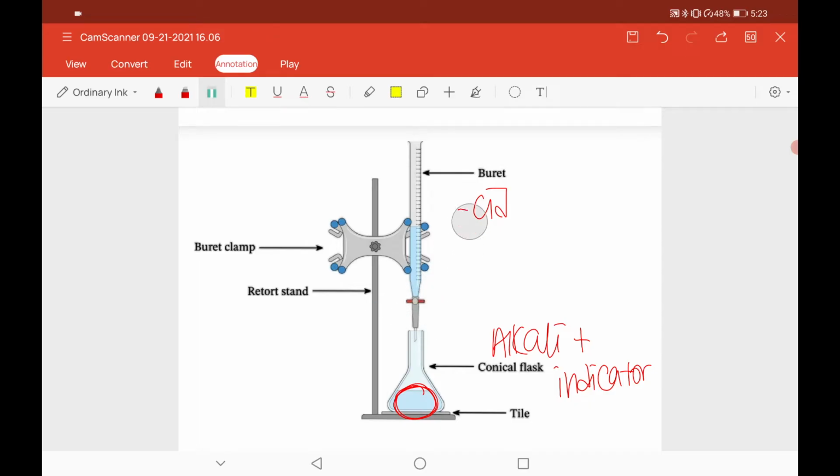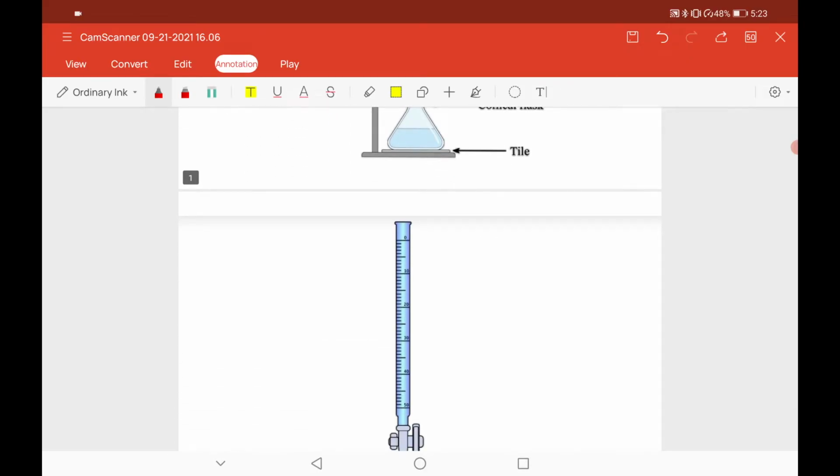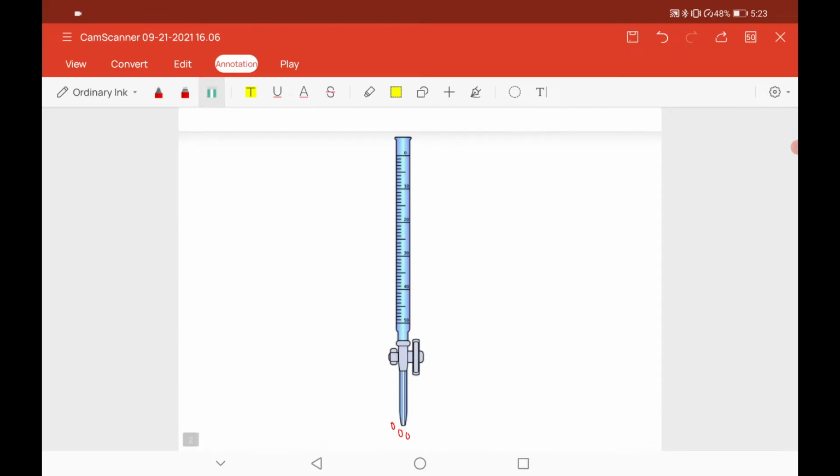There are two important indicators that we need to know for your SPM. The first one is called phenolphthalein. Another one is called methyl orange. So this is everything you need to know for your titration process.